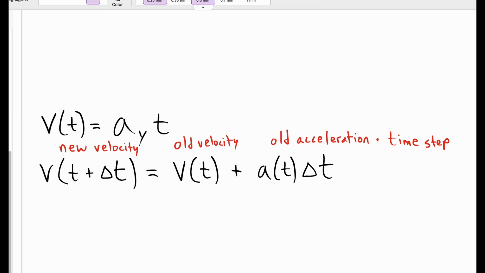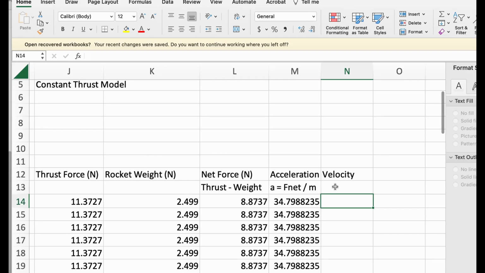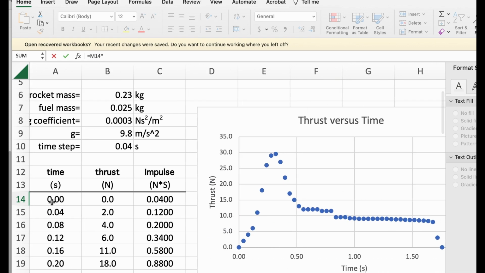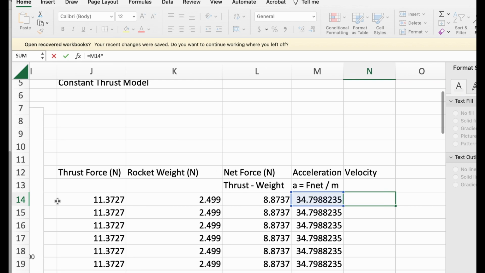All right, so let's see if we can do it maybe both ways here just for a second. First, if we were just doing a simple a times t, we would do M14 times the elapsed time of A14.